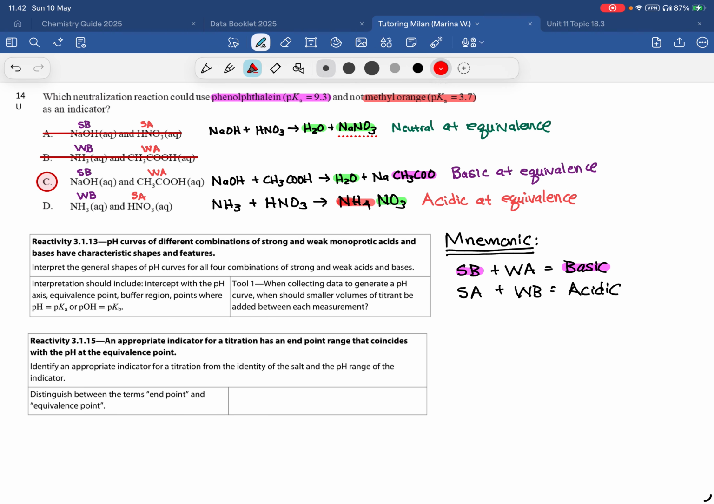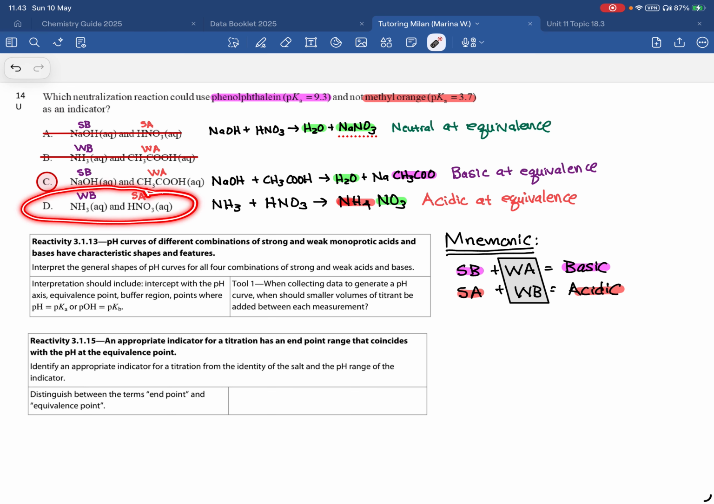So basically, no pun intended, if you have something reacting with something that is weak, the strong base will end up basic at equivalence. The strong acid will end up acidic at equivalence. And that is the reason why you cannot use this one. Since it's acidic at equivalence, the methyl orange will catch it.